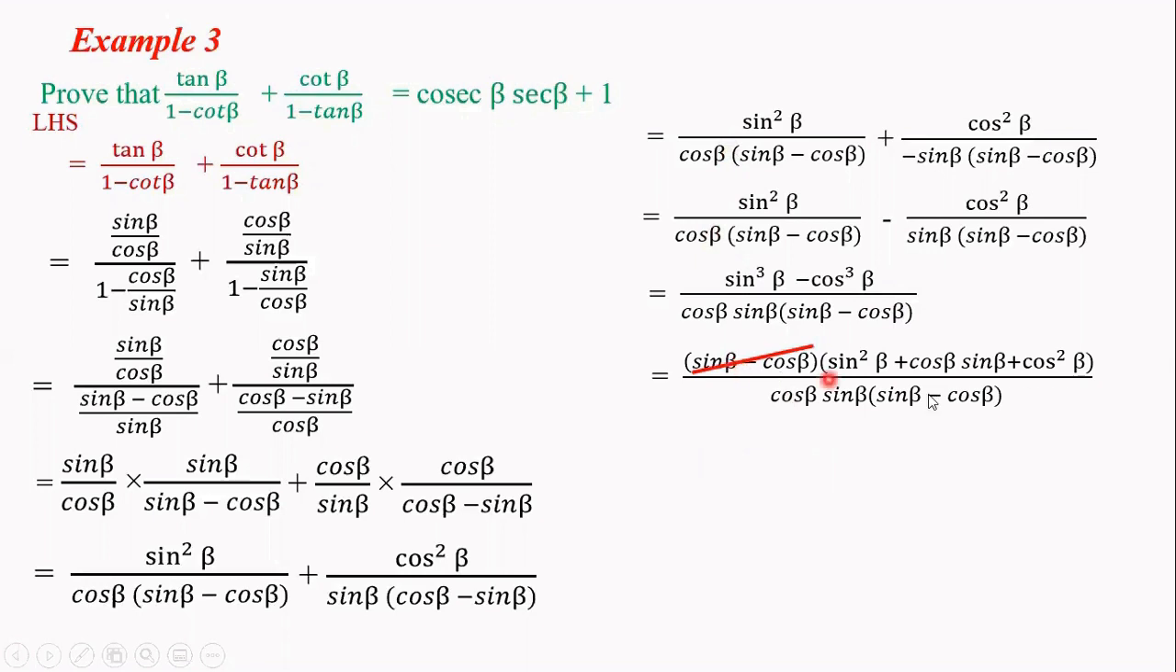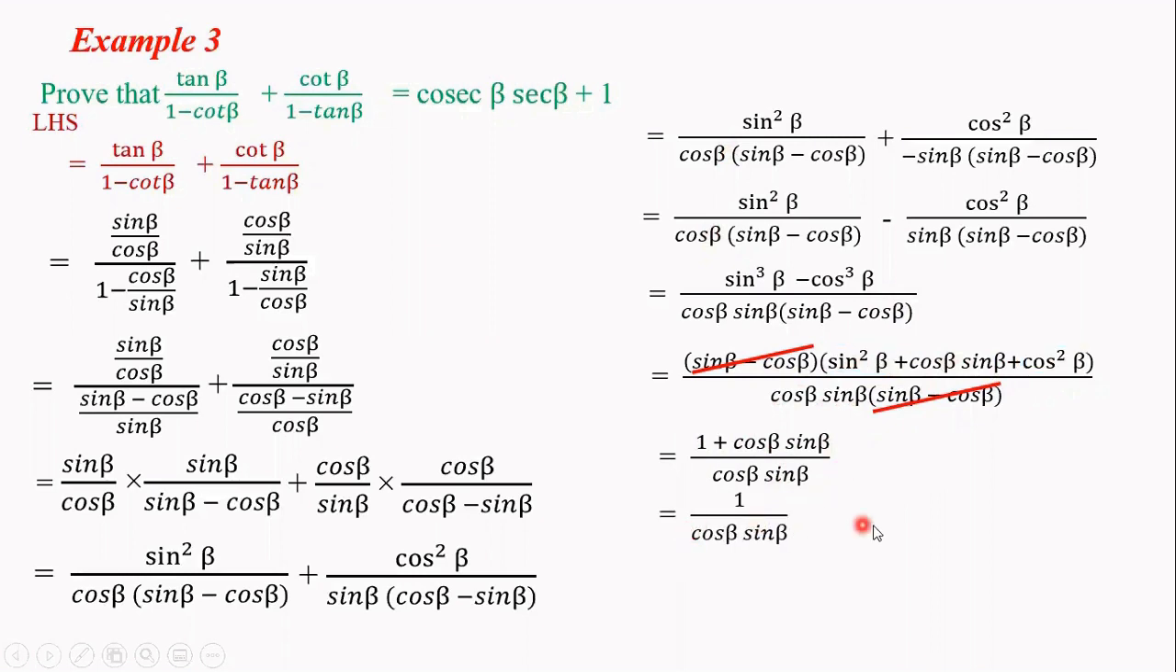Now we can cancel sine beta minus cos beta from the numerator and the same sine beta minus cos beta in the denominator. Now in the numerator part, we have sine square beta and cos square beta. These two, sine square beta and cos square beta, become 1, and sine beta cos beta is copied as it is, and the denominator, the leftover portion is cos beta sine beta, so it is here.